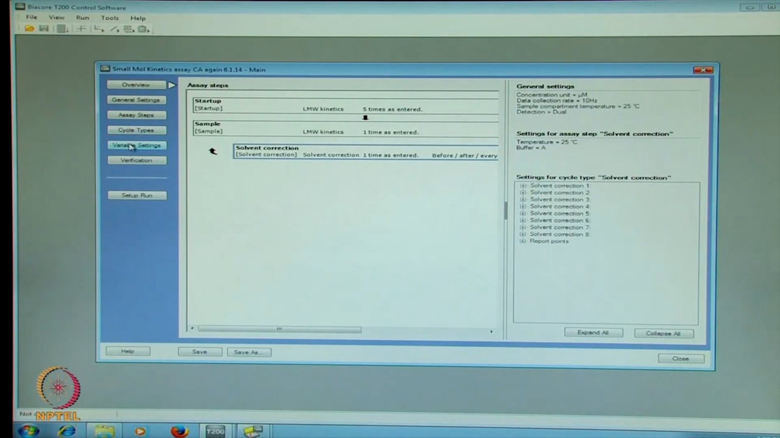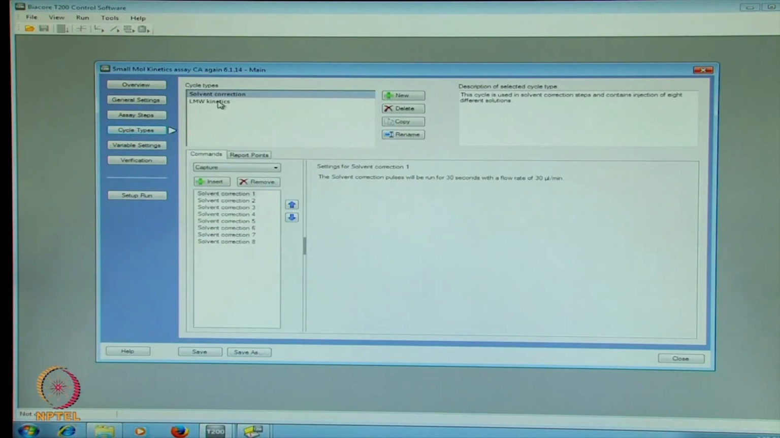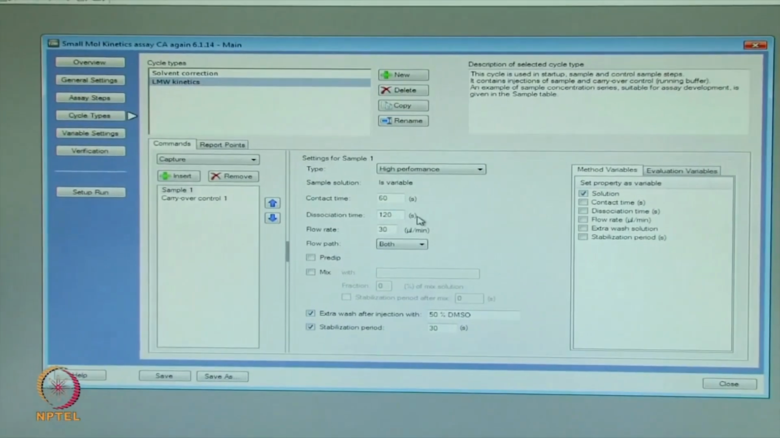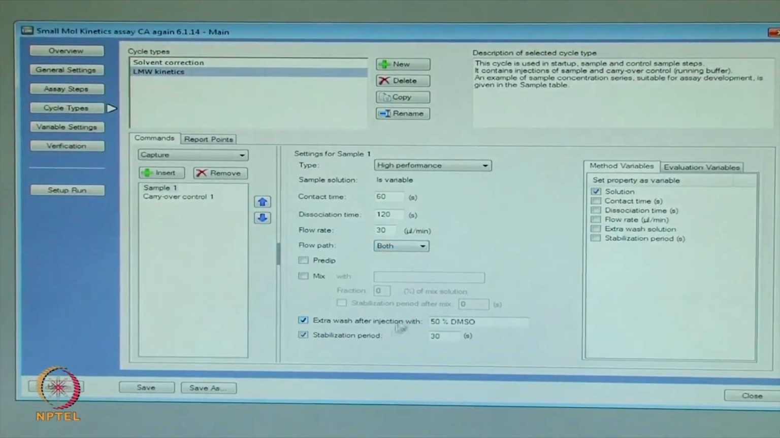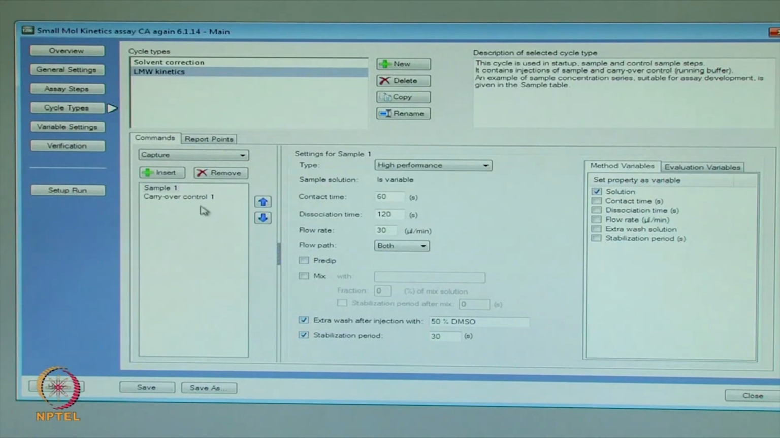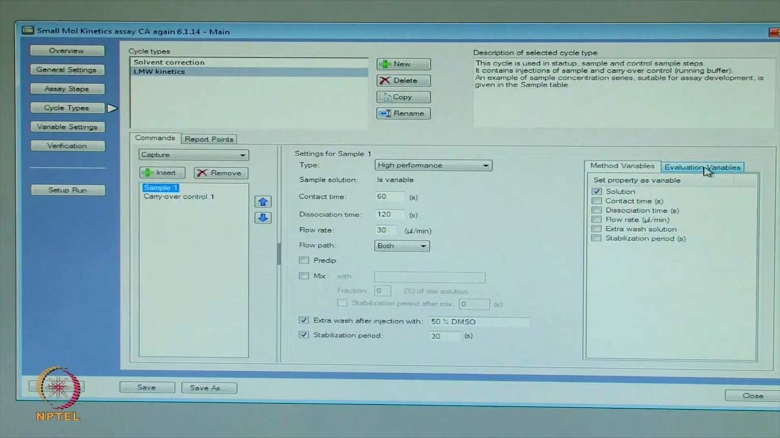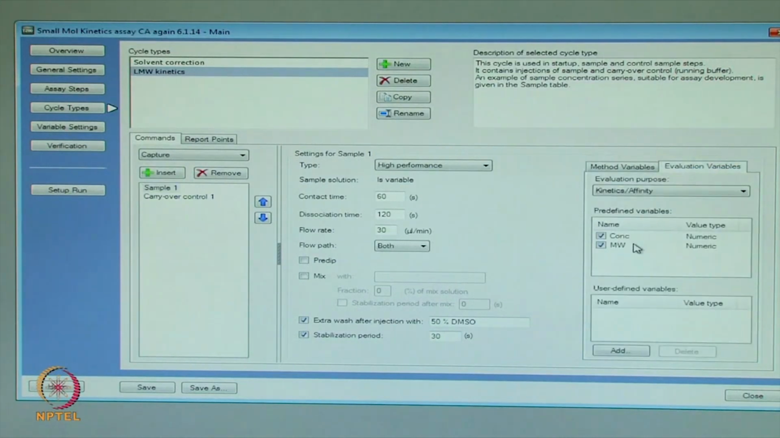Here also in the variable setting or in the cycle types, we go to the low molecular weight kinetic wizard, check that the type is high performance, contact time is 60 seconds, dissociation time is 120 seconds, flow rate at 30 microliter per minute, flow path both, extra wash with 50% DMSO, stabilization time of 30 seconds is provided here. Also, there is a carryover control injection given at a flow rate of 40 microliter per minute. Similarly, the sample solution is a variable here. Also, the concentration and the molecular weight are variables here.